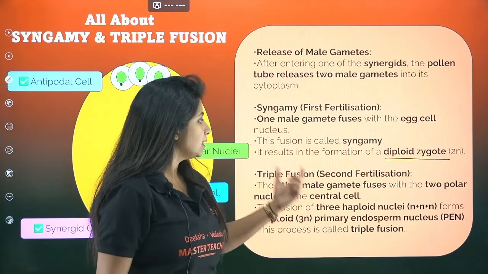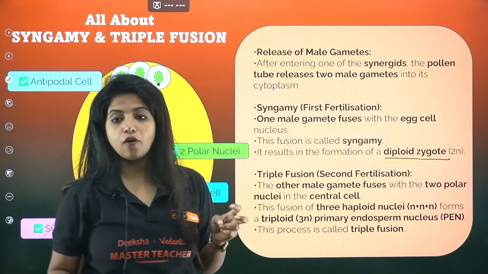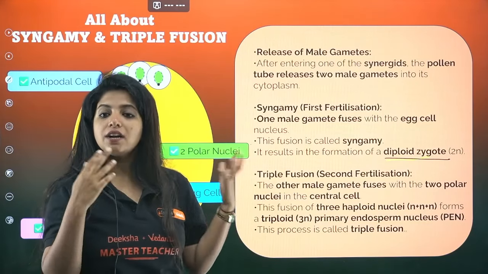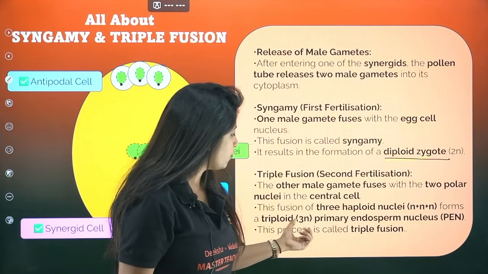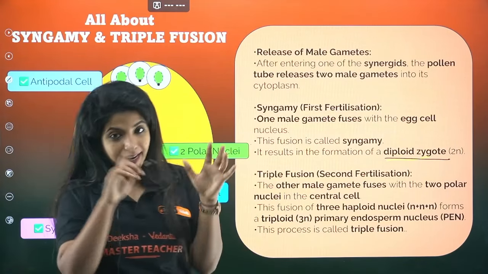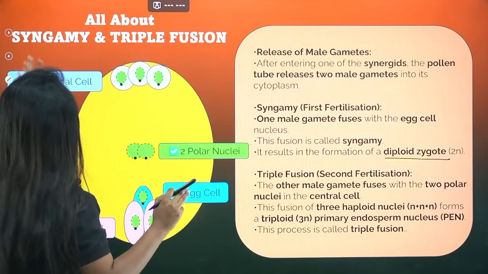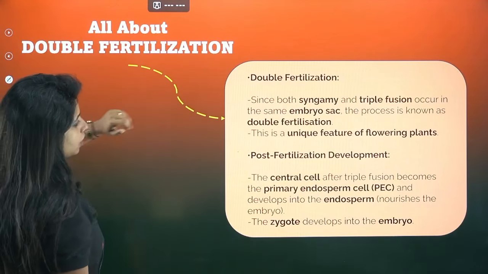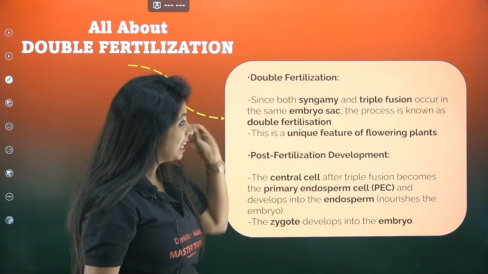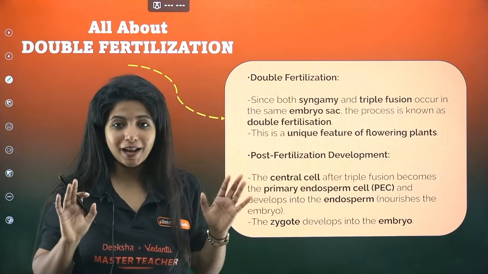Now, triple fusion: the other male gamete fuses with the two nuclei in the central cell. This fusion of three nuclei, two polar nuclei and one nucleus of the male gamete, is known as triple fusion. It is going to form what? A triploid primary endosperm nucleus, and the cell which has this nucleus is known as the primary endosperm cell. Fine? Now, double fertilization: since both syngamy and triple fusion occur in the same embryo sac, it is known as double fertilization. It is a unique feature of flowering plants only.